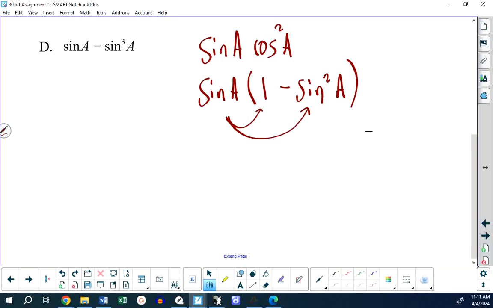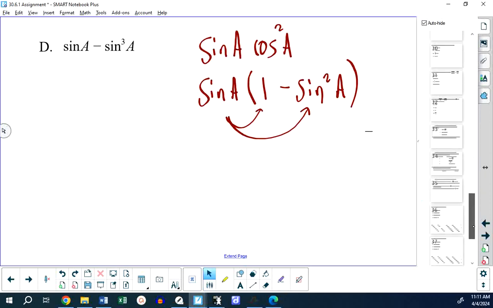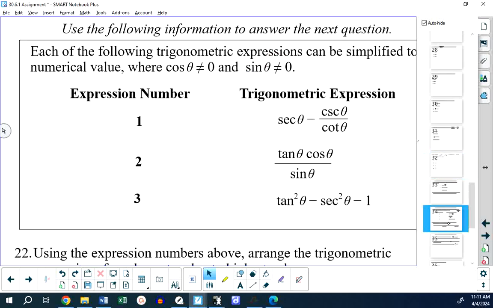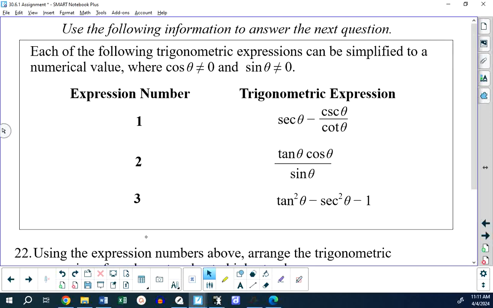Yep. 22? Once again, I'm just going to ask you, Cyrus, to confirm, because I had to retype all this, that expression number 1 is secant theta minus cosecant theta over cotan theta. The second expression is tan theta cos theta over sine theta. And the last is tan squared minus secant squared minus 1.